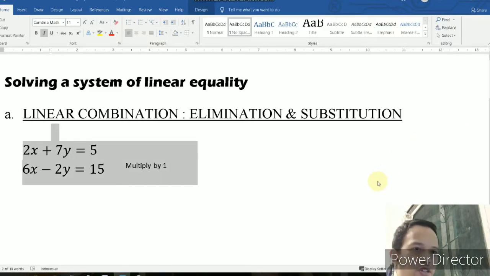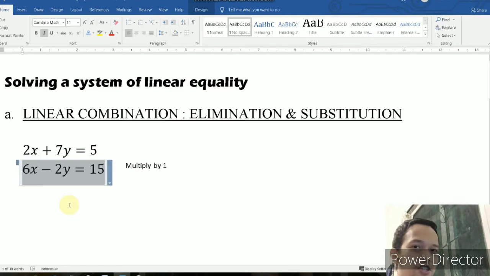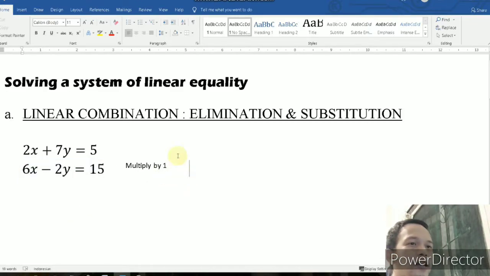Now let me show you one example. If we have these two linear functions, this is the first one, 2x plus 7y equals 5, and this is the second one. There are two different functions in a system. Please keep in mind that linear combinations work best on functions that use this form, ax plus by equals c. If we have ax plus by equals c, I prefer to use the linear combination.